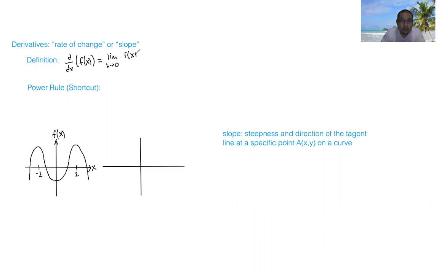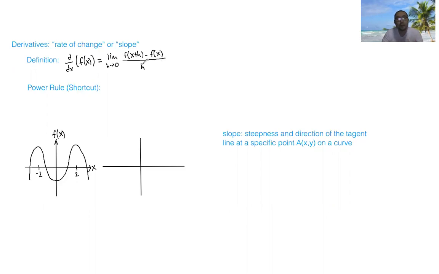of the function f evaluated at x plus h minus the original function f of x, all divided by h, okay? And we said that f of x plus h just means that in whatever function you're given, wherever you see x, you're going to replace that with x plus h. And f of x just represents your original function.